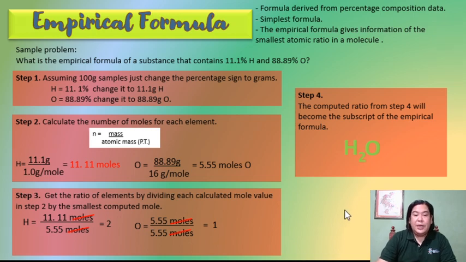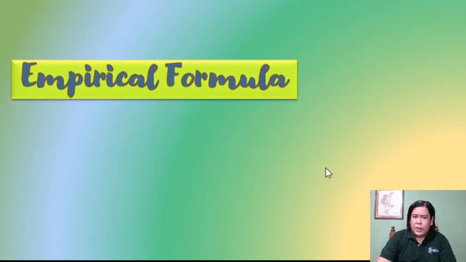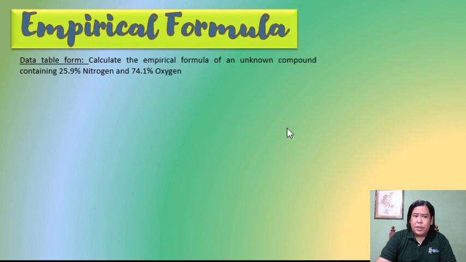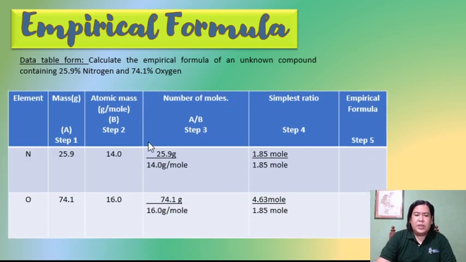So easy. Next. So another way of solving for the empirical formula, so calculate the empirical formula of an unknown compound containing 25.9% nitrogen and 74.1% oxygen. You can present this as this data table. So element, mass, atomic mass, number of moles, and then the simplest ratio, and then derive the empirical formula.